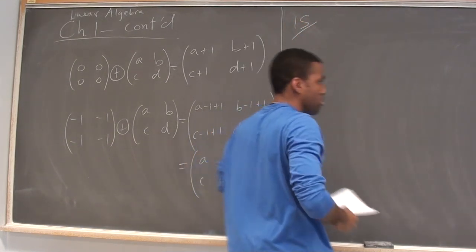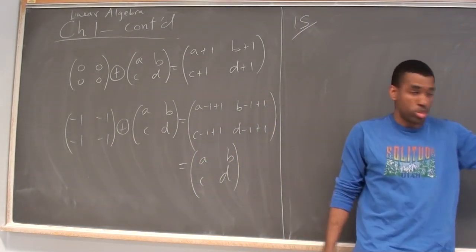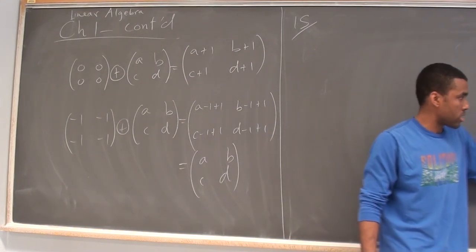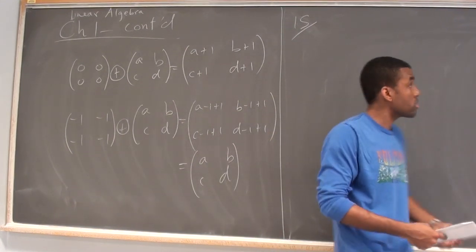But for our purposes, addition is the regular addition you're used to. We're always going to have real numbers here, and we're going to use the regular addition and subtraction, so our 0 should look like this.